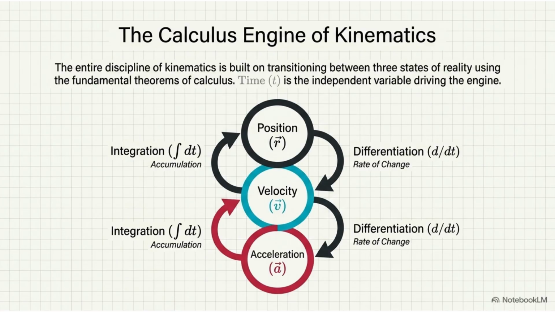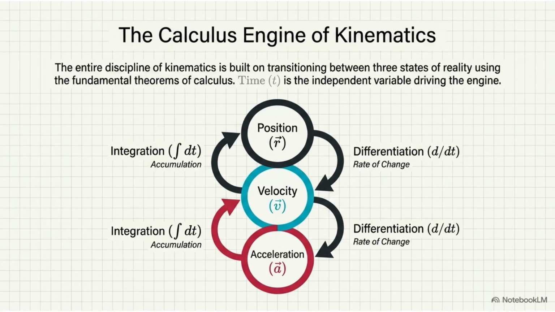The next quantity is velocity. Velocity tells us how rapidly the position changes. Mathematically, velocity is obtained by taking the first derivative of the position vector with respect to time. We write v equals dr over dt. The derivative measures the instantaneous rate of change. In other words, it tells us how fast the particle is moving and in which direction at a particular instant.